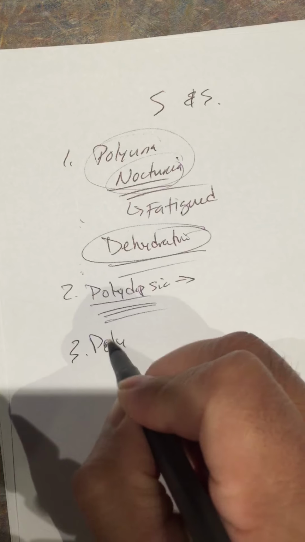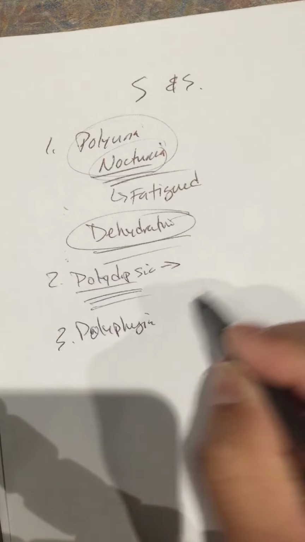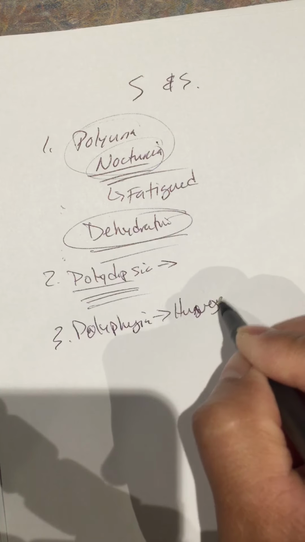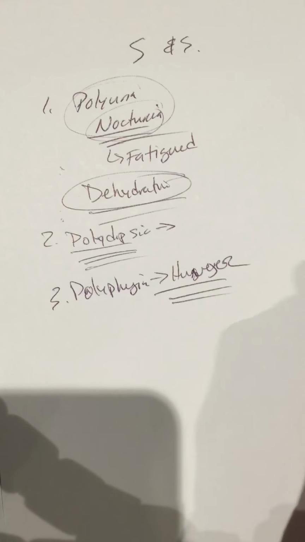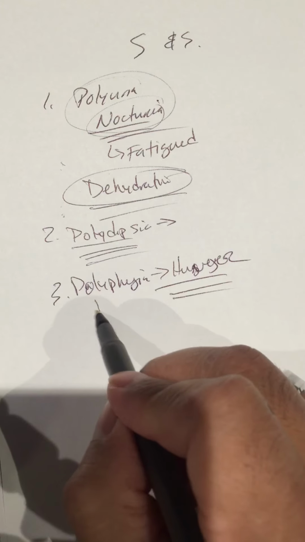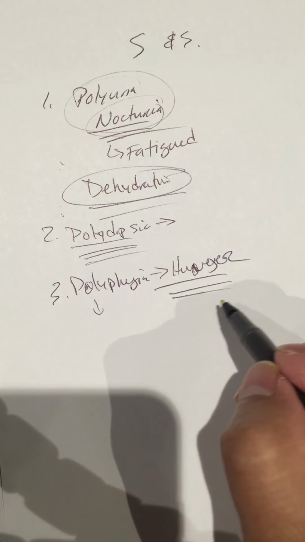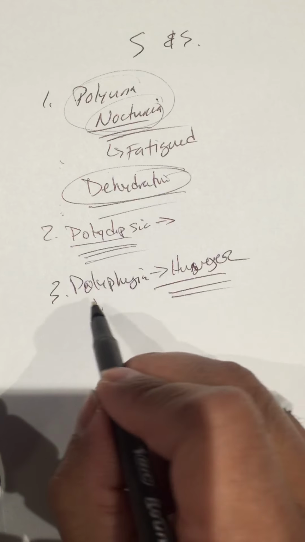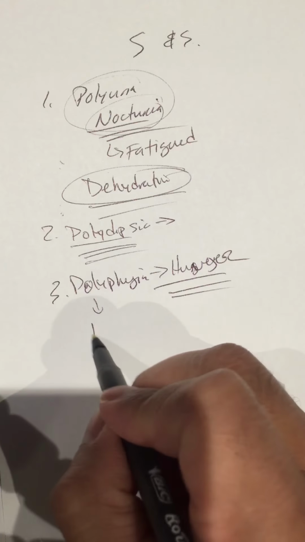Polyphagia. Hungry all the time. Eating all the time. So again, this happens because you are unable to break down or utilize glucose as an energy source. So your body will then begin to break down fat.